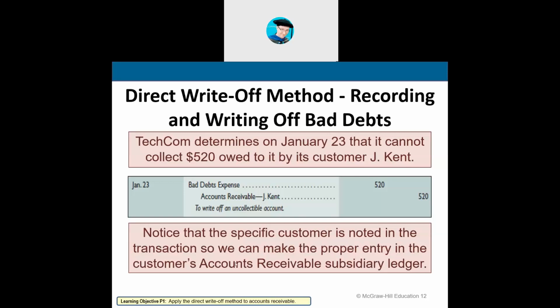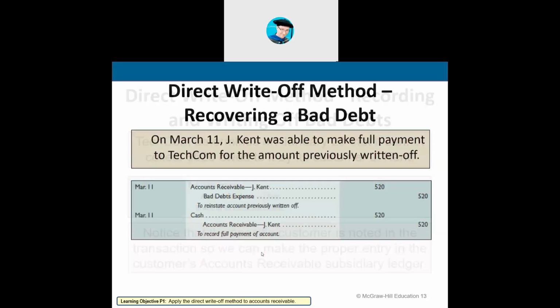Now, we can always change this if the customer shows back up. All of a sudden, Jay Kent wakes up and he goes, oh my God, I'm so sorry. I forgot to pay you. Here's your check. So sorry. Okay, once in a while that happens, right? We first wrote it off.